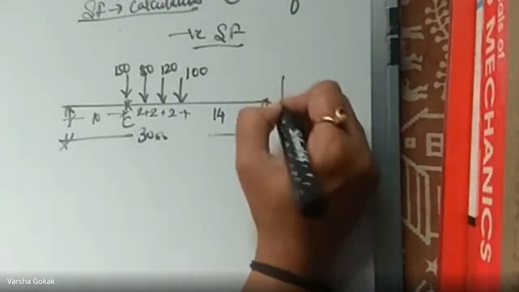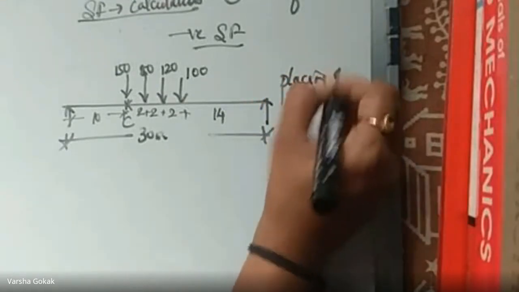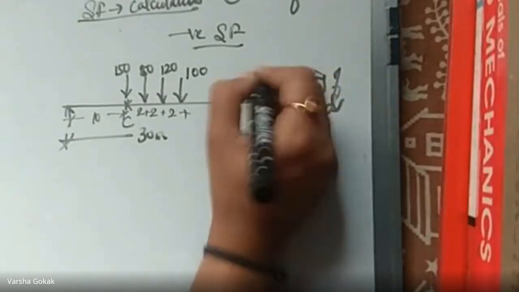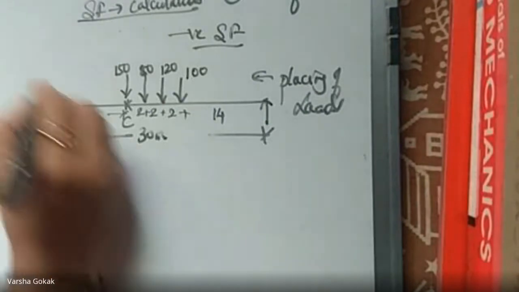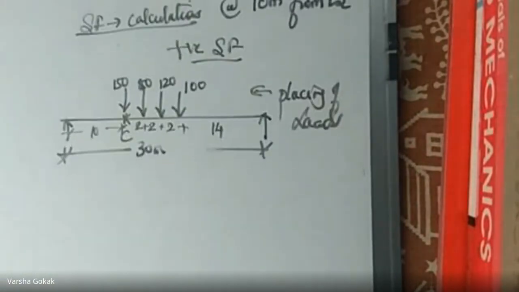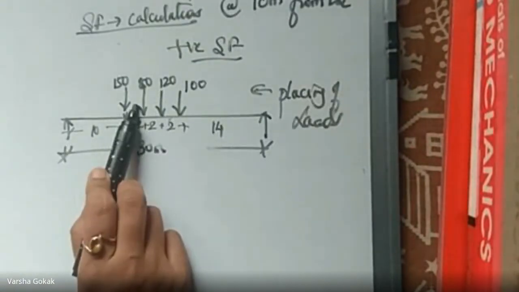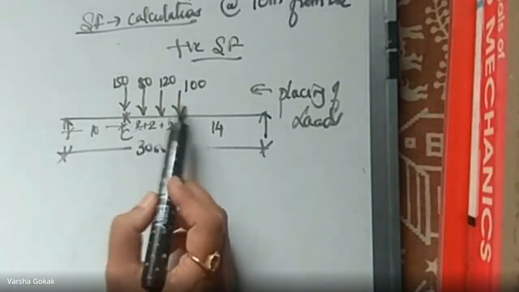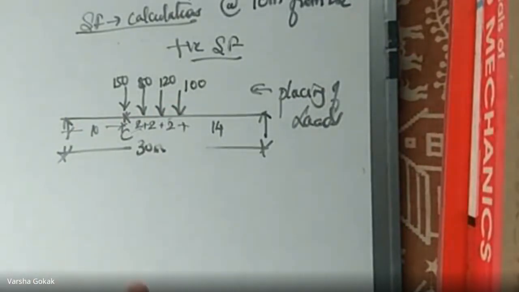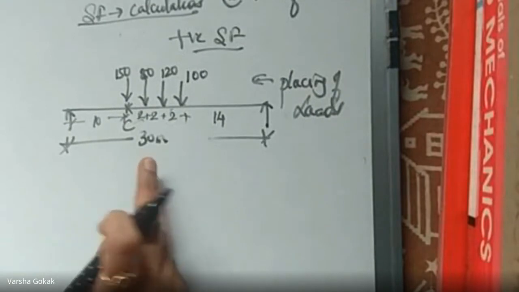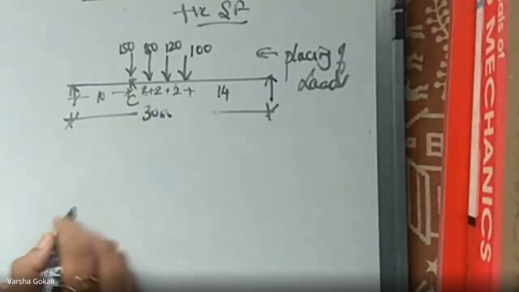So the placing of the loads is important for positive shear force. For positive shear force, your last load will come on C. For negative shear force, your first load will come on C. Okay. Now this is easy. Now how do we go ahead with the positive values to get the ordinates?